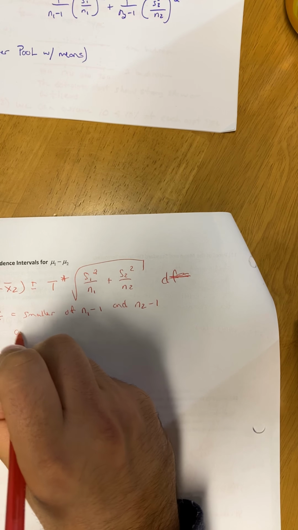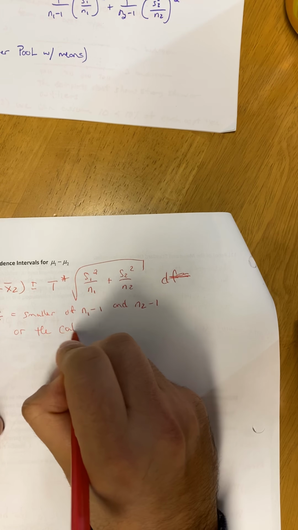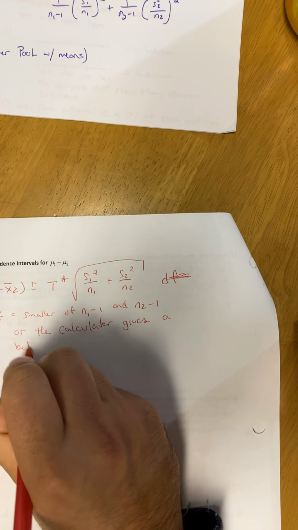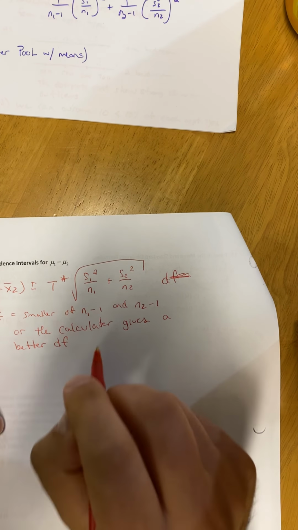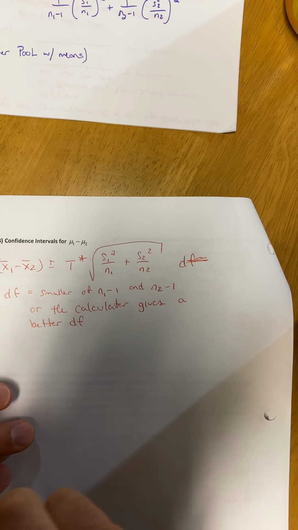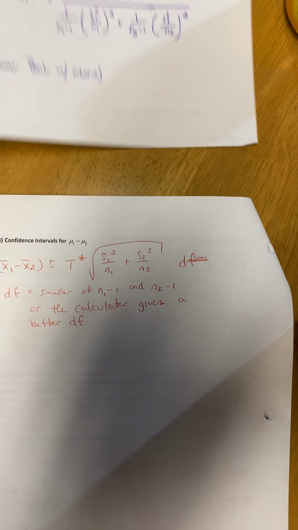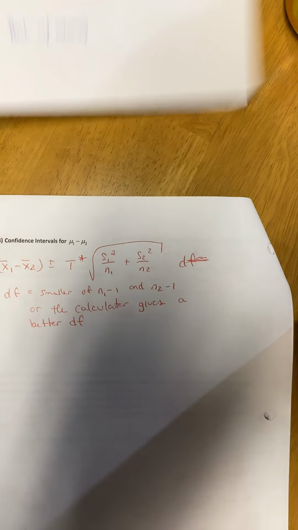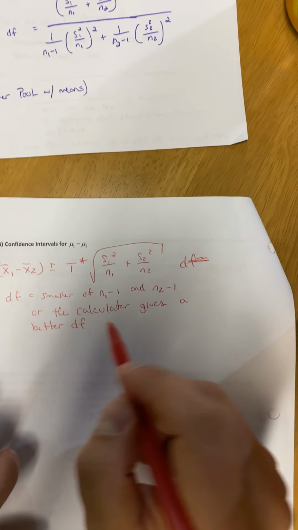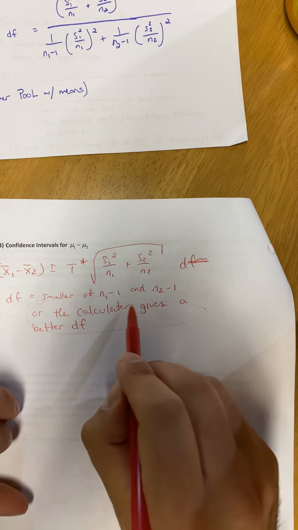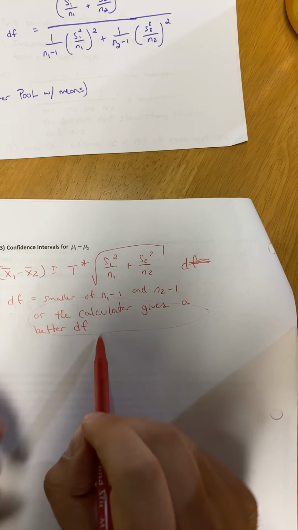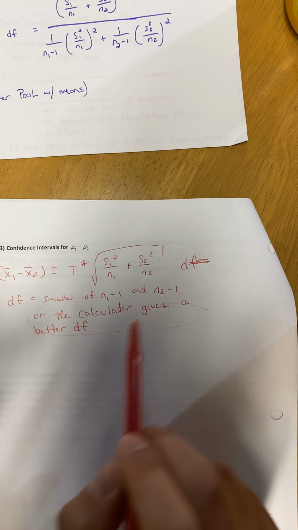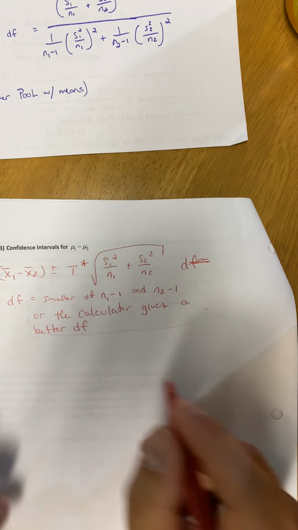Or the calculator gives a better degree of freedom. Now the formula for that degree of freedom is a disaster. It is this. A lot of fun, especially in the 80s when we didn't have calculators. So I would always write down the calculator's degree of freedom. But if you find the p-value with this degree of freedom, it'll be slightly off of the p-value with that degree of freedom. So whichever one you state, you must state the correct p-value.